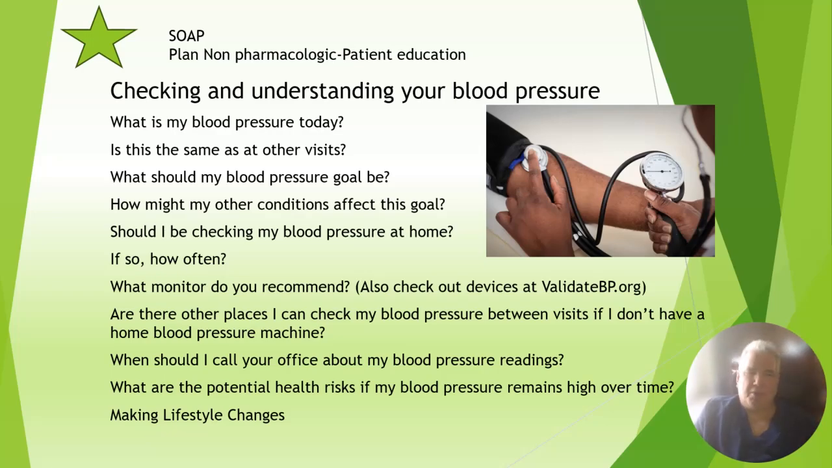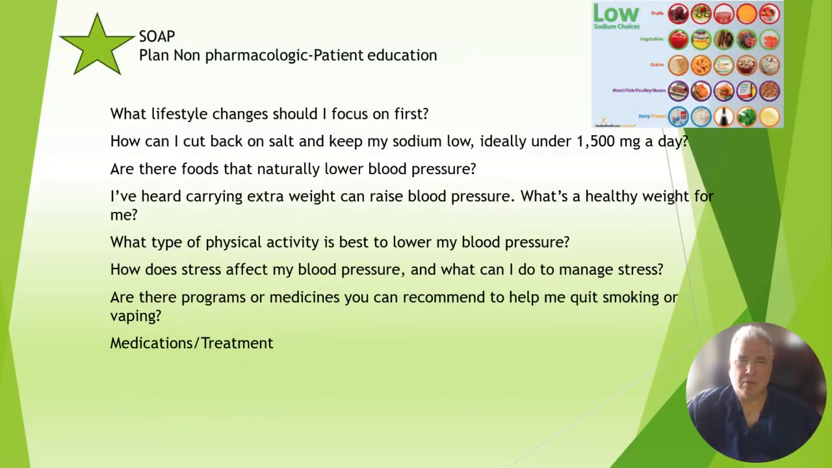What are the potential risks if my blood pressure remains high over time? Well, we already talked about that. It can cause target organ damage to various important organs in the body, such as the lungs, the kidneys, the eyes, the brain. Very serious, needed systems can be affected. So we need to make lifestyle changes. Okay, so we want to also look at patient education.